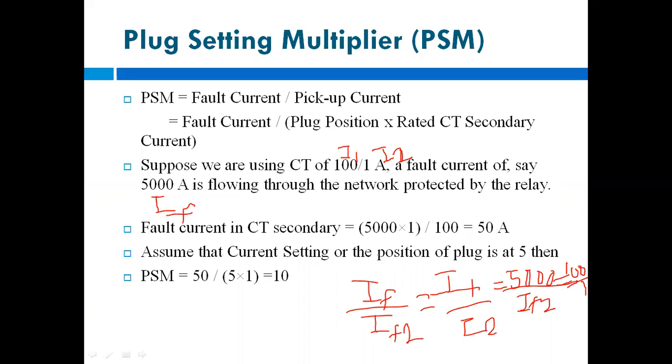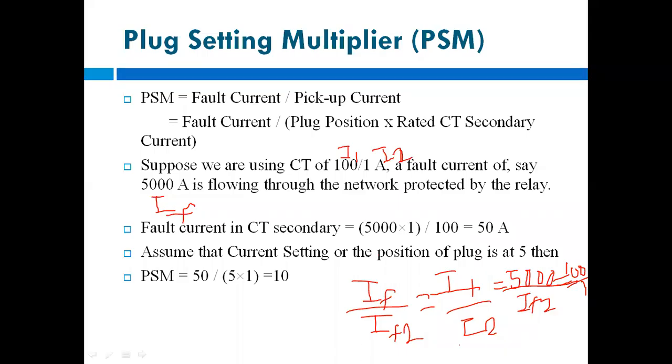Simply, if any fault is occurring in the system, then how is the relay actually working? First current flows through your current transformer, then through the relay coil, and then it is given to the circuit breaker. Whatever the fault current is, it flows in the CT, from primary to secondary, that is the relay coil.